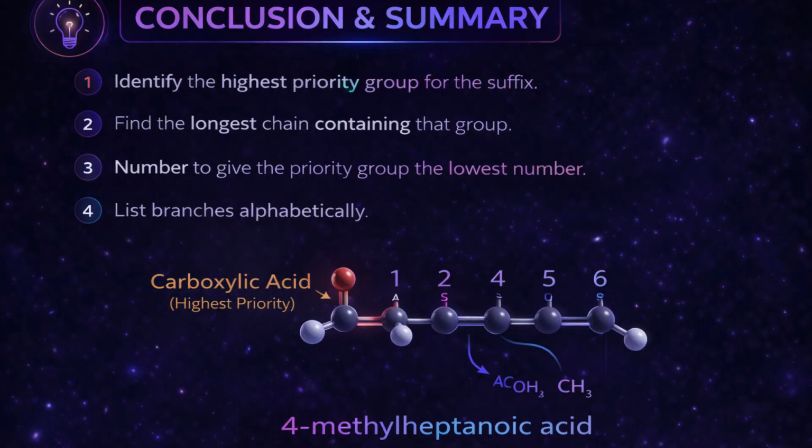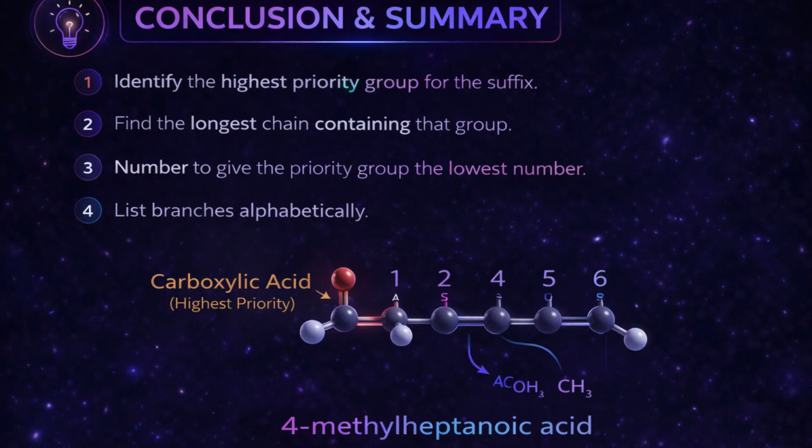To bring it all together, let's review our 4-step master plan for naming any organic molecule. First, identify the highest priority group to determine your suffix. In our example, the carboxylic acid takes the crown. Second, find the longest carbon chain that actually contains that priority group.